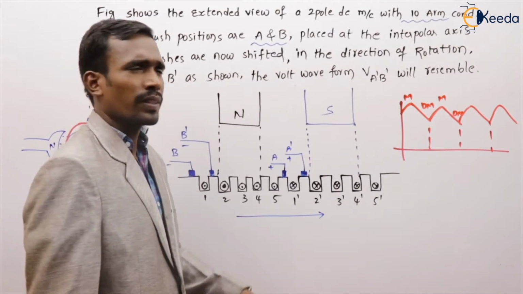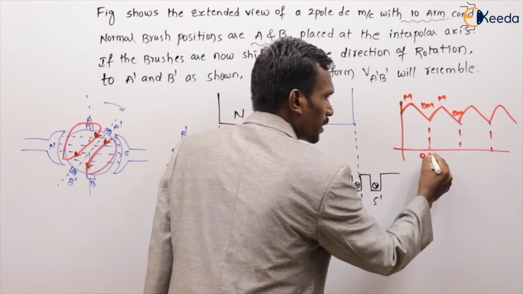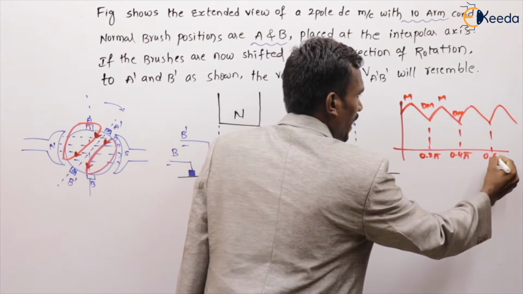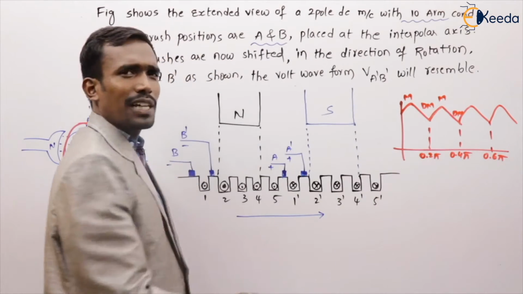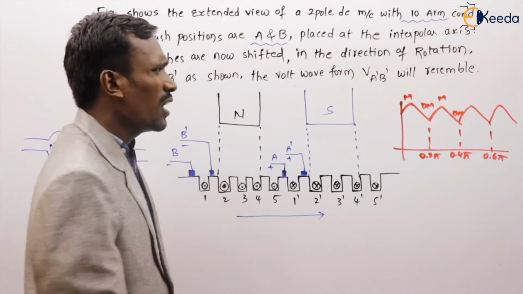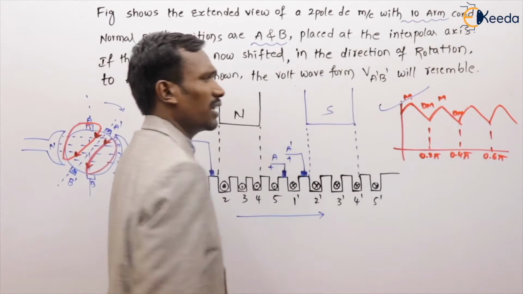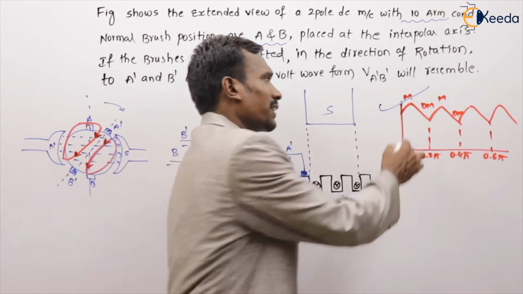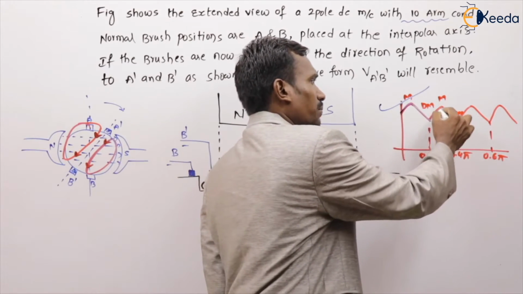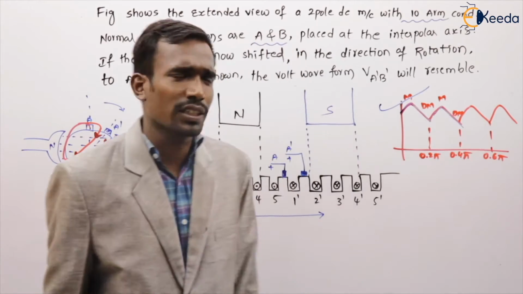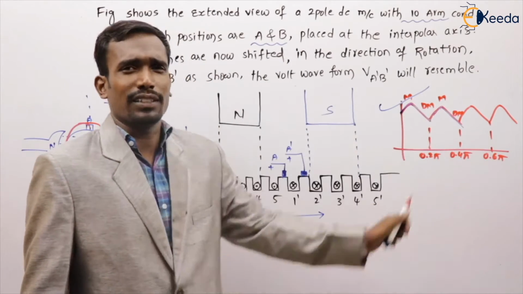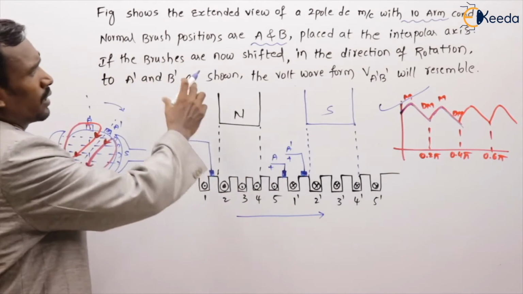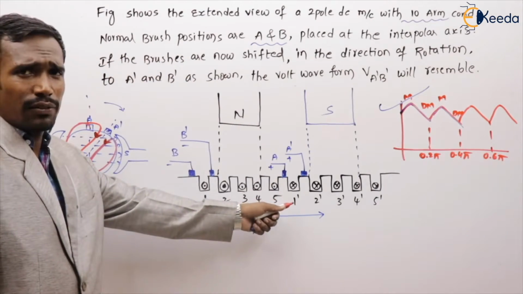Here, in the options they gave 0.2 pi, 0.4 pi, 0.6 pi, like that, with waveforms also. So this is the correct answer. We have to choose the waveform like this. Due to magnetization and demagnetization, the EMF waveform will be like this. This is simply about the question they gave here.